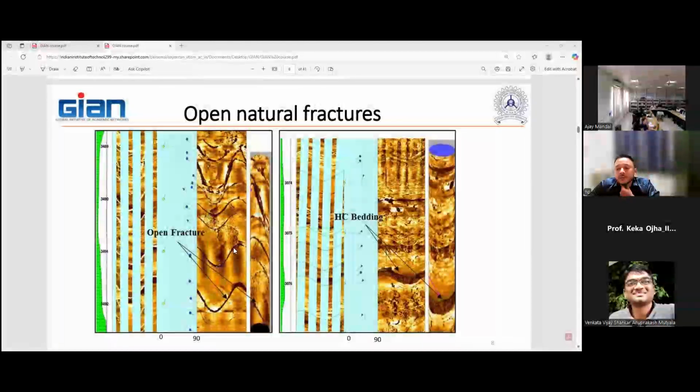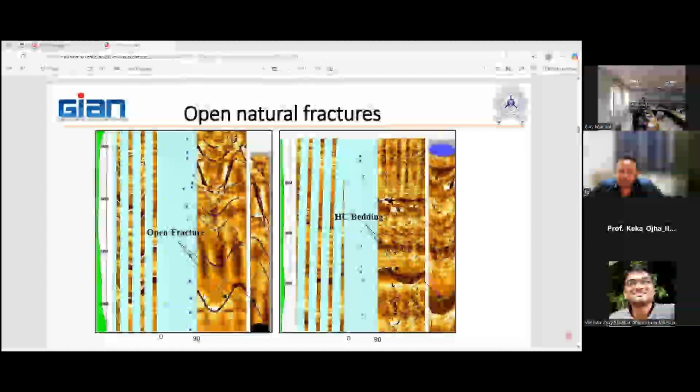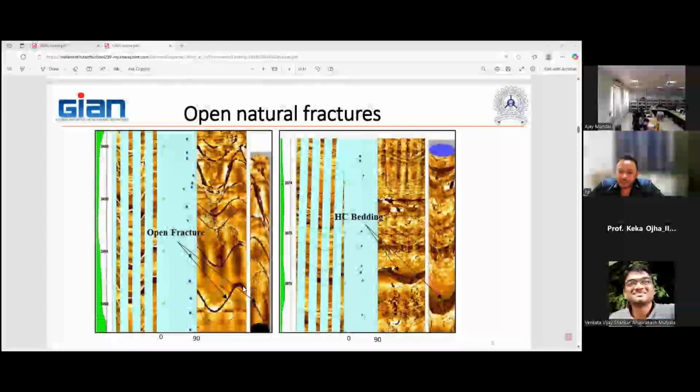So why is this lower? Because these natural fractures are mostly not cemented, or maybe slightly cemented. Slightly cemented means you will have some type of fluid in there, the drilling fluid or some type of natural fluid. And fluids always have lower resistivity compared to solids. That's why you see these fractures have a lower resistivity and are shown in dark color.